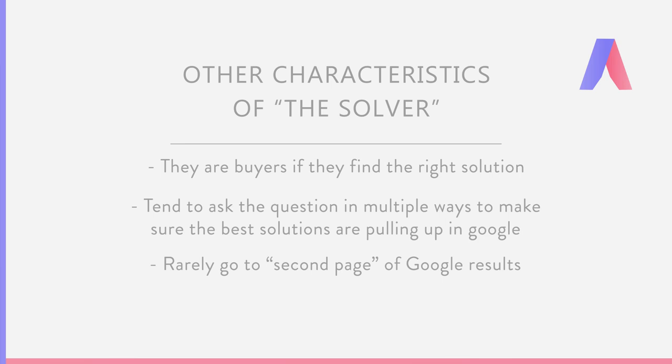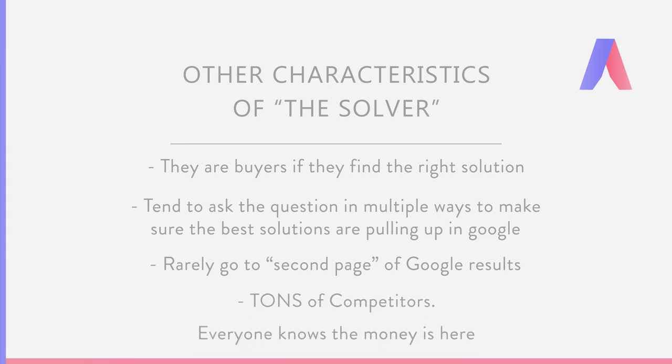They rarely go to the second page of results. They will, but they rarely do. They just redefine the question. If the first question to Google didn't quite get them the solution, they'll redefine it and kick it back out there. Or they'll find some potential solution categories, which makes them do another search deeper within that category for solutions.